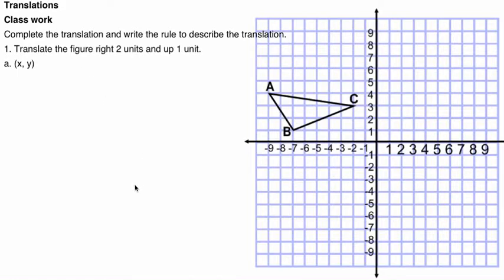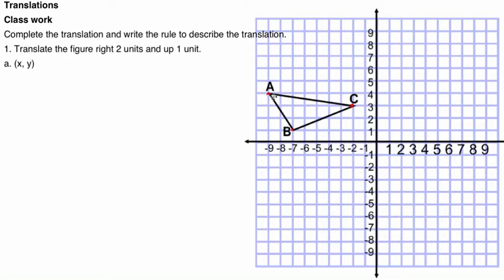Okay, complete the translation and write the rule to describe the translation. Translate the figure right 2 units and up 1 unit. So first let's go ahead and identify the points. Here we have A, B, and C. Okay. Now, I'm going to go right 2 and up 1.